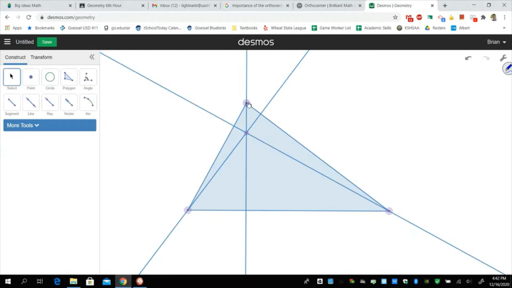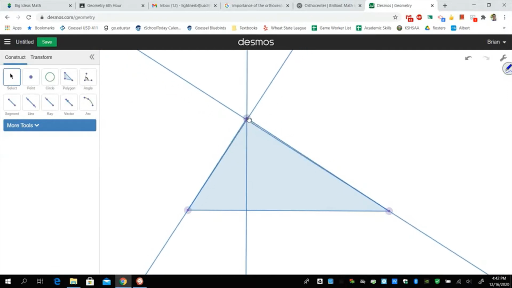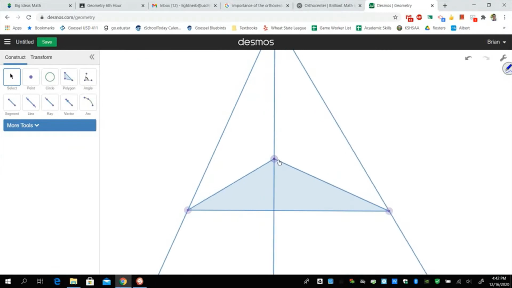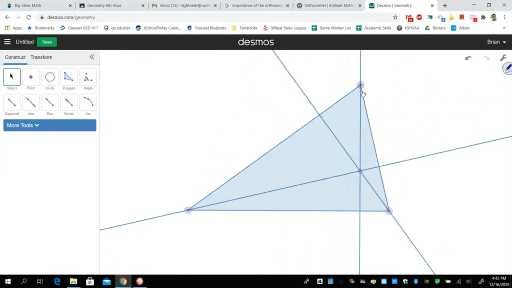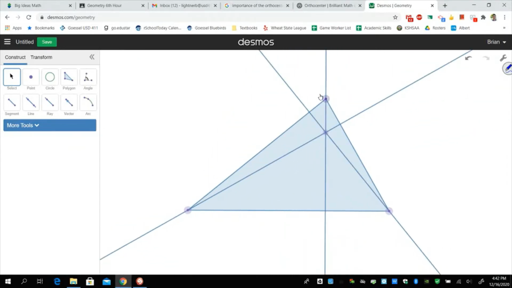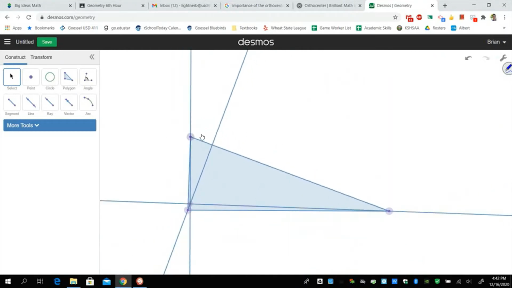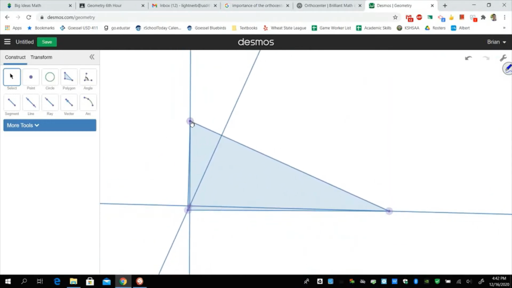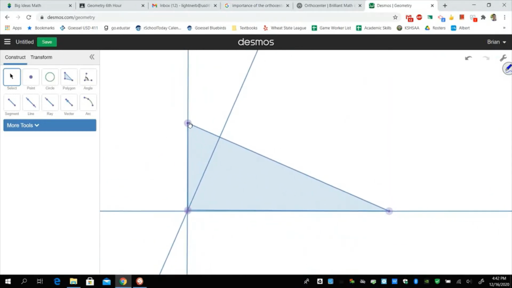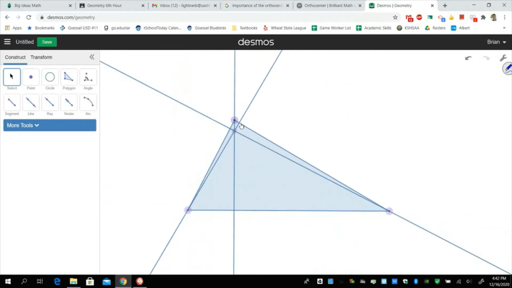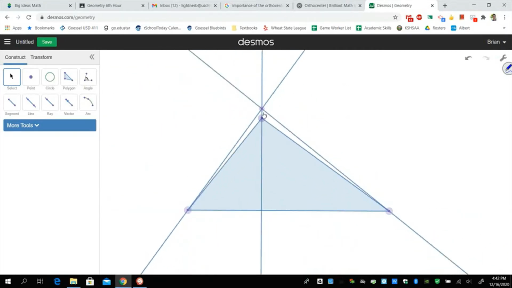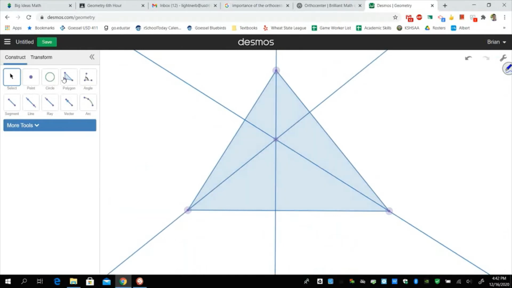And you notice if I move things around, the orthocenter can be on the triangle, it can be outside the triangle. Okay, so orthocenter is one that can float around all different places. If you have a right triangle, it shows up right on the vertex, right where the 90-degree angle is. Okay, so the orthocenter can be made that way.